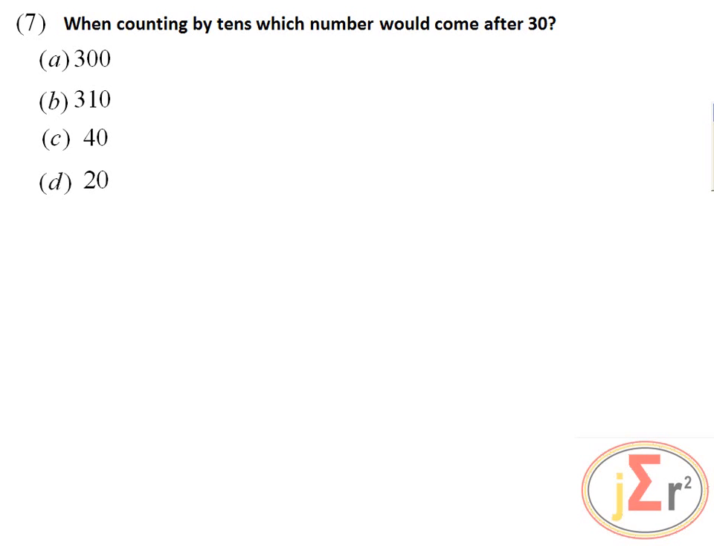When counting by tens, which number would come after 30? What number comes immediately after 30 if we are counting by 10? And Jerry is saying that is represented by option C. Option C. But let's see.